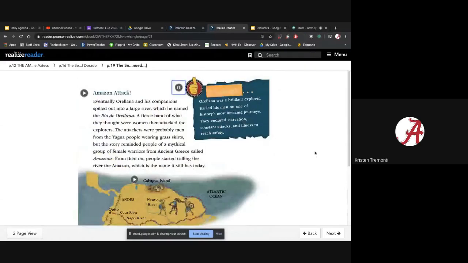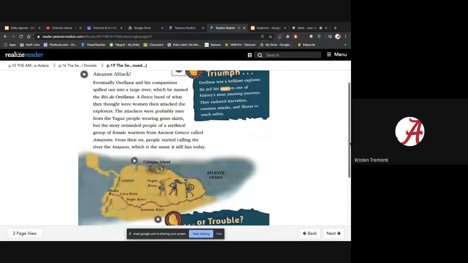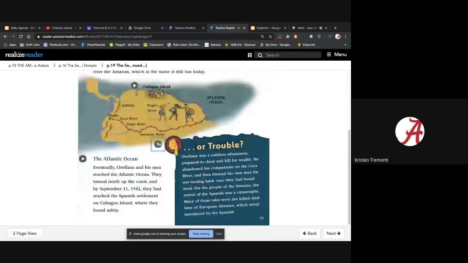Triumph. Orellana was a brilliant explorer. He led his men on one of history's most amazing journeys. They endured starvation, constant attacks, and illness to reach safety. Or trouble. Orellana was a ruthless adventurer, prepared to cheat and kill for wealth. He abandoned his companions on the Coca River and then blamed his own men for not turning back once they had found food. For the people of the Amazon, the arrival of the Spanish was a catastrophe. Many of those who were not killed died later of European diseases, which were introduced by the Spanish.